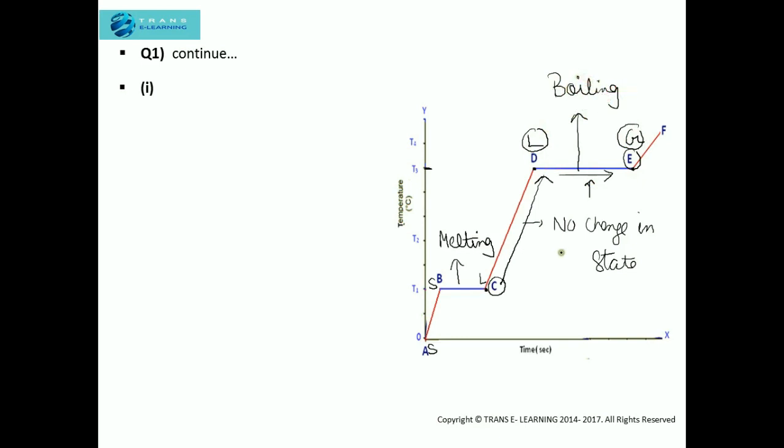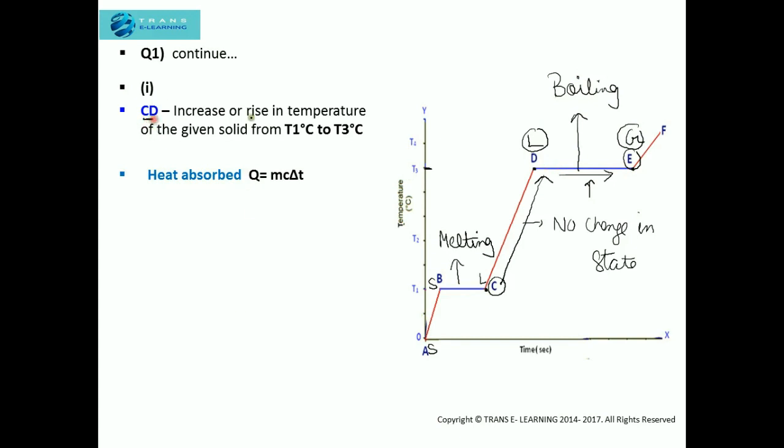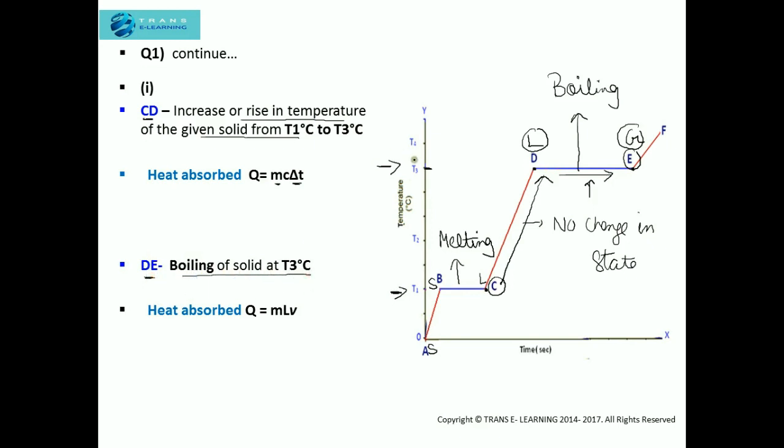So CD represents the increase or rise in temperature of a given substance from T1 degrees Celsius to T3 degrees Celsius, and the heat absorbed in this case will be mcΔT because there is no change in state. Next, what does DE represent? DE represents the boiling of the substance at T3 degrees Celsius, and the heat absorbed will be m into the latent heat of vaporization.